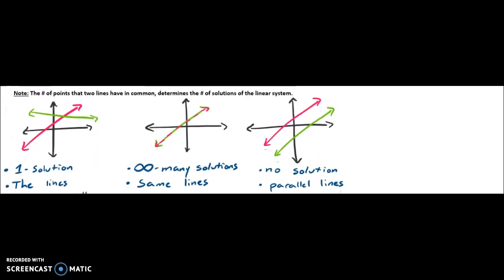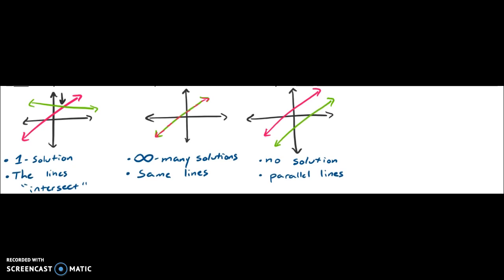The number of points that two lines have in common determine the number of solutions of the linear system. So you can see there's three types here. The first one on the left, both meet here at this point. Therefore, there's one solution, and we say that the lines intersect.